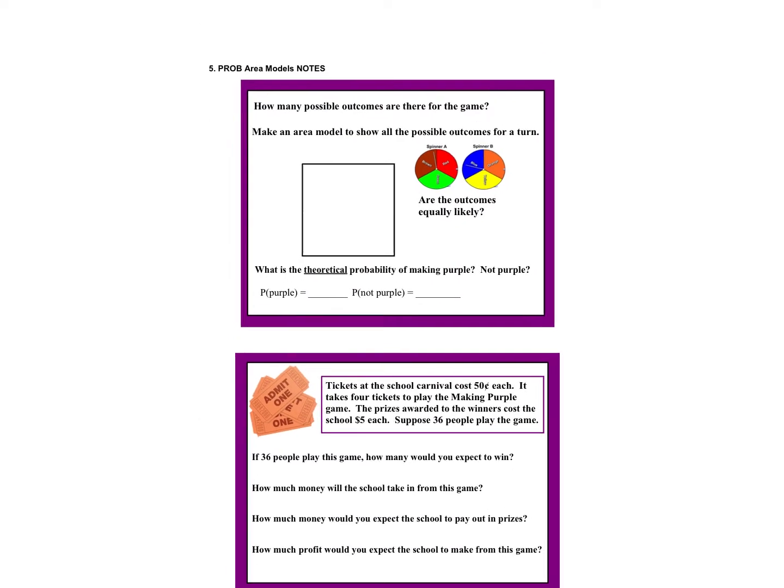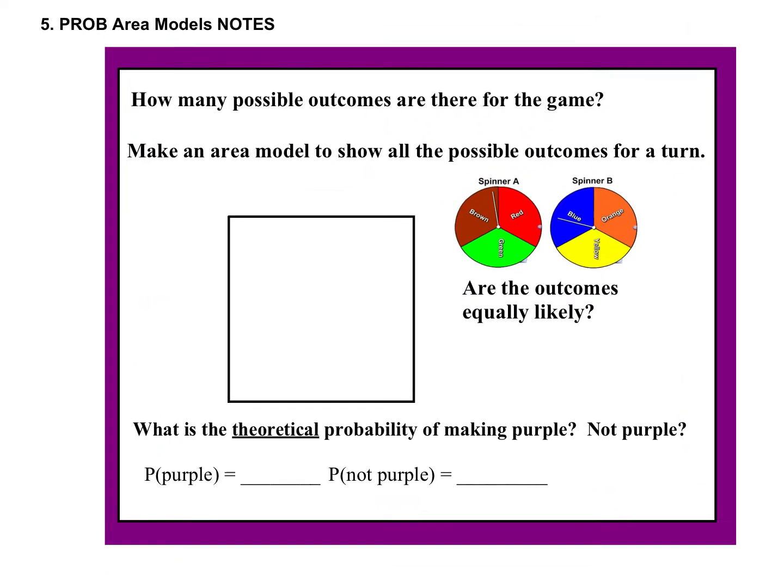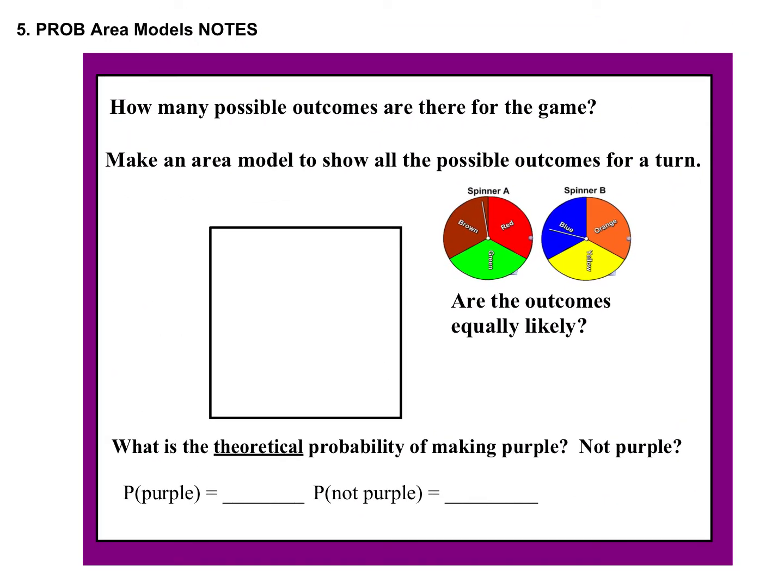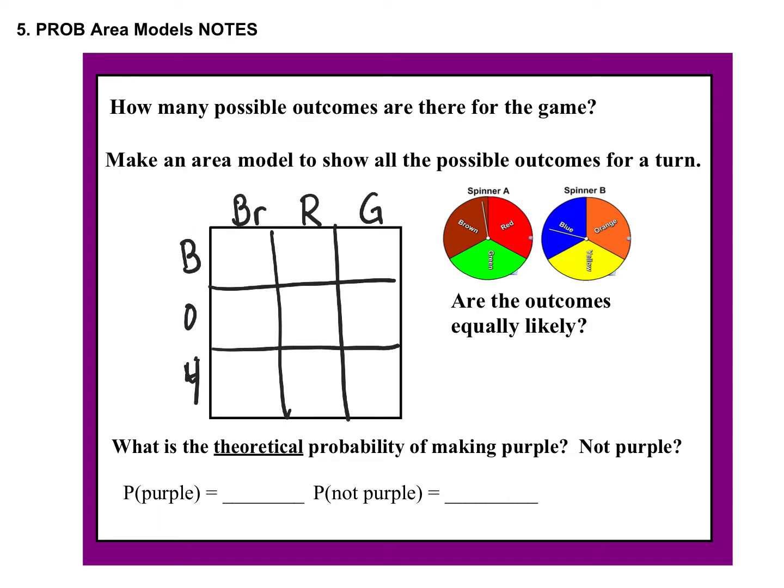So here, we're going to make something called an area model instead of doing a tree diagram. This is just a different tool for determining different outcomes. So we're going to go like this. We have 2 spinners, brown, red, green. I'm going to put those choices up on the top, brown, red, green, and I'm doing BR since we have another one that starts with B for blue. And then our other spinner, blue, orange, yellow, I'm going to put those outcomes down the side. Blue, orange, yellow. And then I'm going to draw some lines to show our different outcomes.